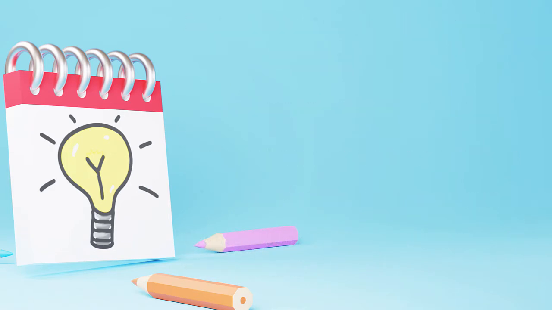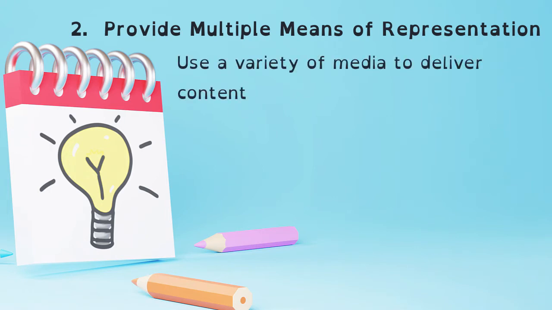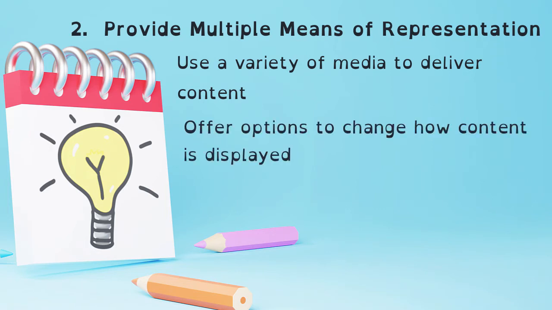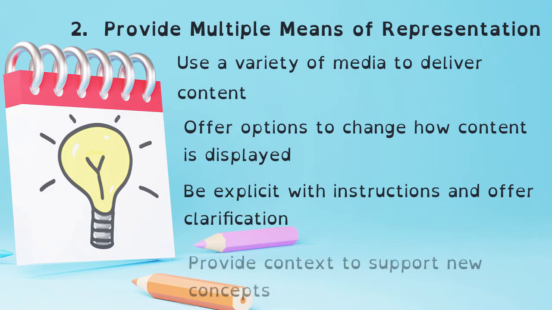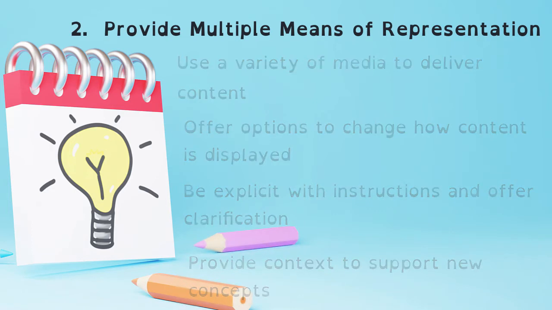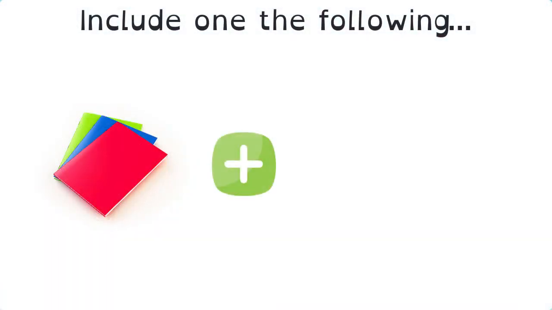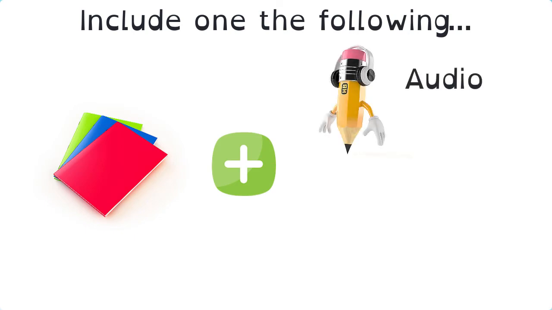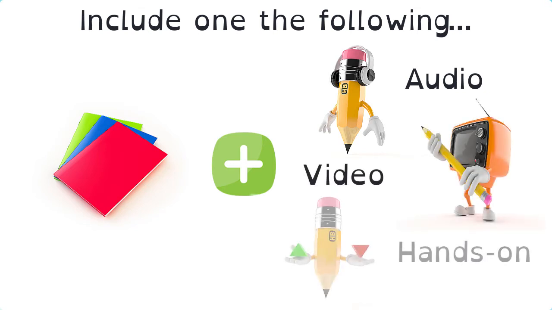The second UDL principle is provide multiple means of representation. UDL theory offers information in more than one format. In other words, use a variety of media to deliver content. Offer options to change how content is displayed. Be explicit with instructions and offer clarification. Provide context to support new concepts. What would this look like when applied? Here's an example. When providing worksheets, include one of the following forms of representation: audio, which could be as simple as saying the written directions out loud; video, showing how to solve one of the problems; or hands-on learning.